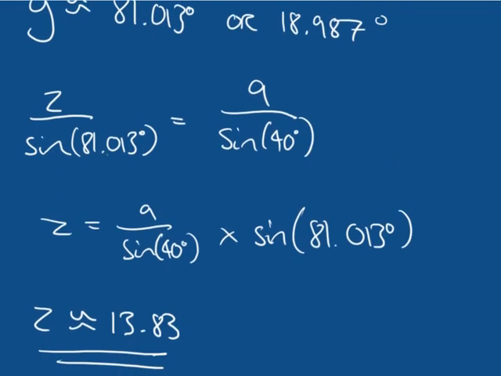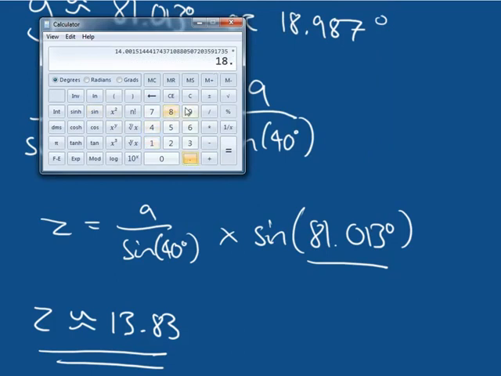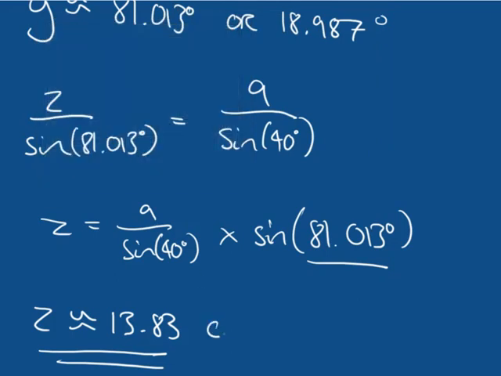So if y is equal to 18.987 degrees, well, that means that z over the sine of 18.987 degrees is equal to 9 over the sine of 40 degrees. That means z is equal to 9 over the sine of 40 times the sine of 18.987. So again, bringing up a calculator, 9 divided by the sine of 40 degrees is equal to 14 again, multiplied by the sine of 18.987. Which, if we work that out, tells us it's approximately equal to 4.56.